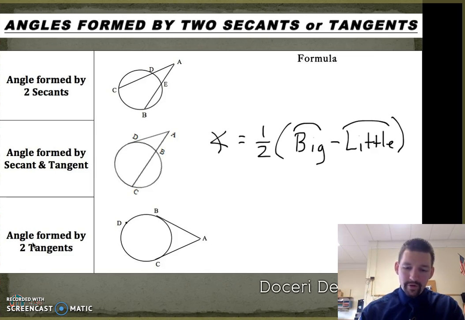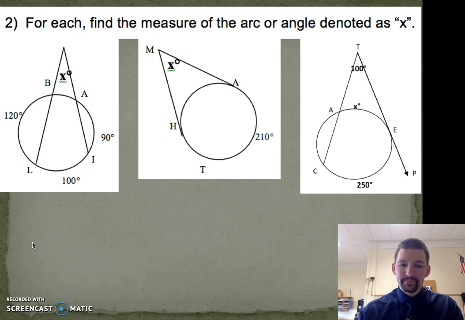So for the first one, you would do CB minus DE. For the second one, you would do CD minus DB. And for the third one, this does end up being the whole circle, but you would do CDB minus BC. So you take the big arc, subtract the little one, and cut it in half. That is probably the most complicated formula we are going to get to for this unit. So let's look at a couple of examples.